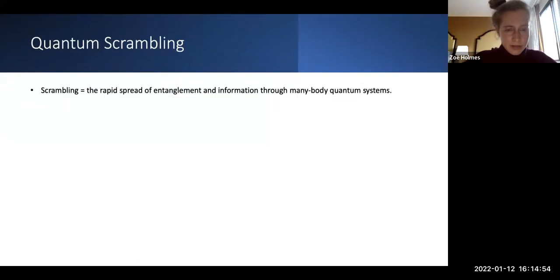Okay, but first things first, let me go back a few steps and specify what I mean by scrambling. Scrambling, in broad terms, is the rapid spread of entanglement and information throughout many-body quantum systems.